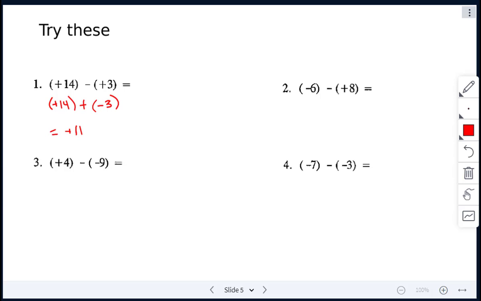All right, so question number 2, we have negative 6 minus positive 8. So negative 6 stays the same. Minus here becomes addition, and the positive 8 becomes negative 8. So we are adding the opposite. So now we have negative 6 plus negative 8. So we're adding, and we keep the sign the same, which is negative, and then 6 plus 8 is 14. So your answer is negative 14.